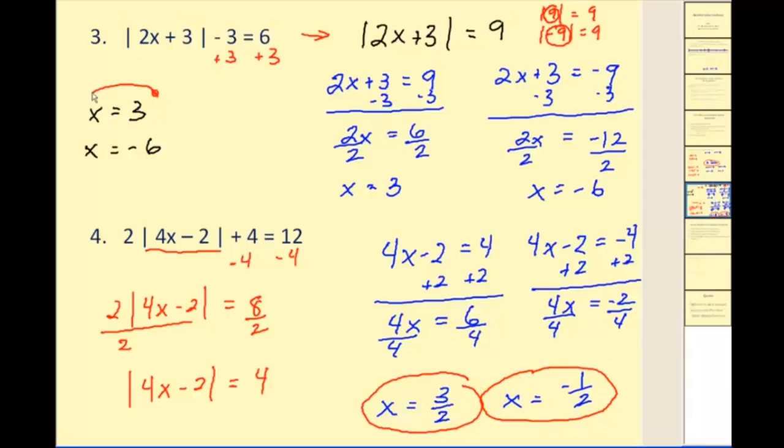So you can see the pattern here. We can expect two solutions to most absolute value equations, unless the absolute value is equal to a negative number, where we have no solutions, or where it's equal to 0 and we would have one solution.